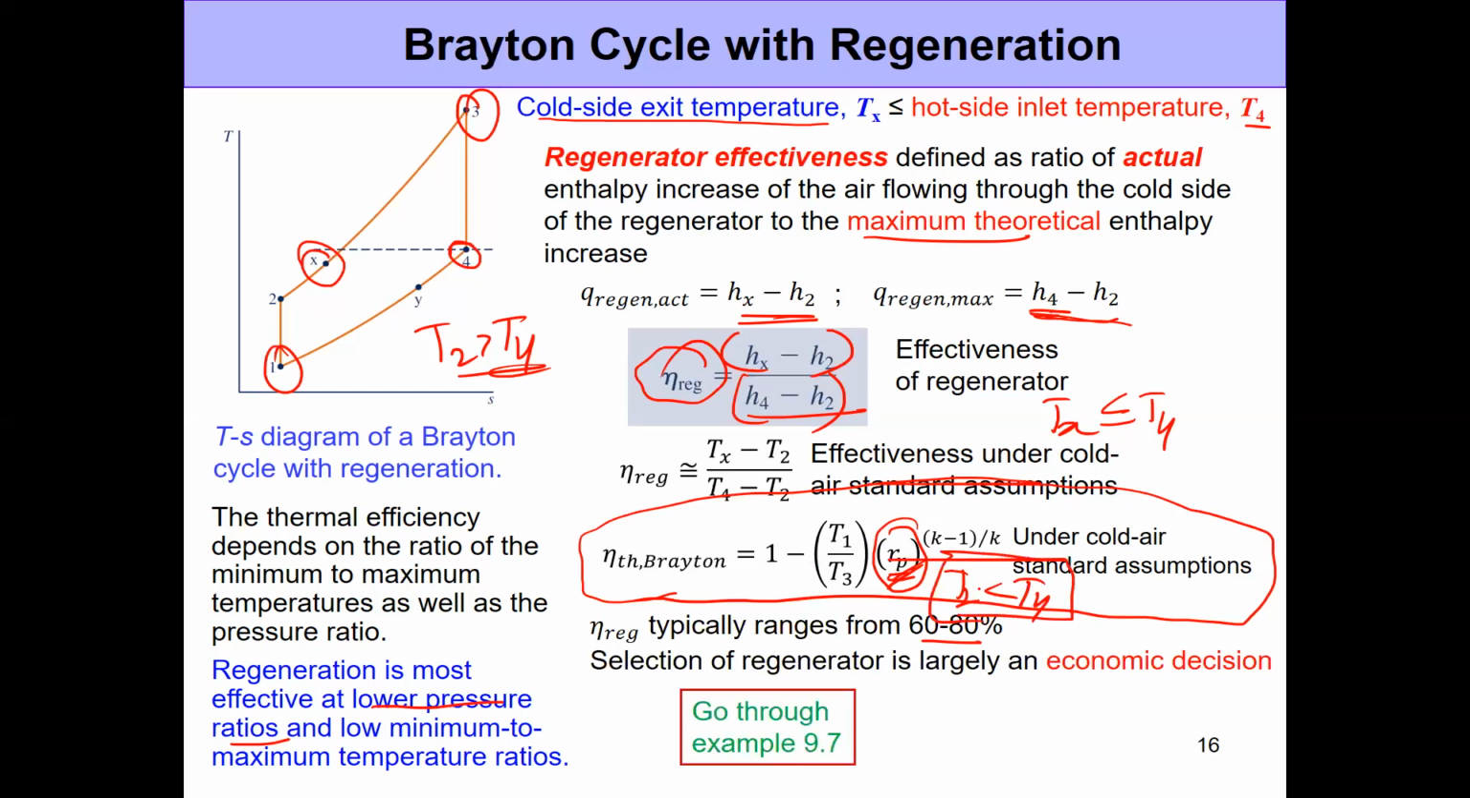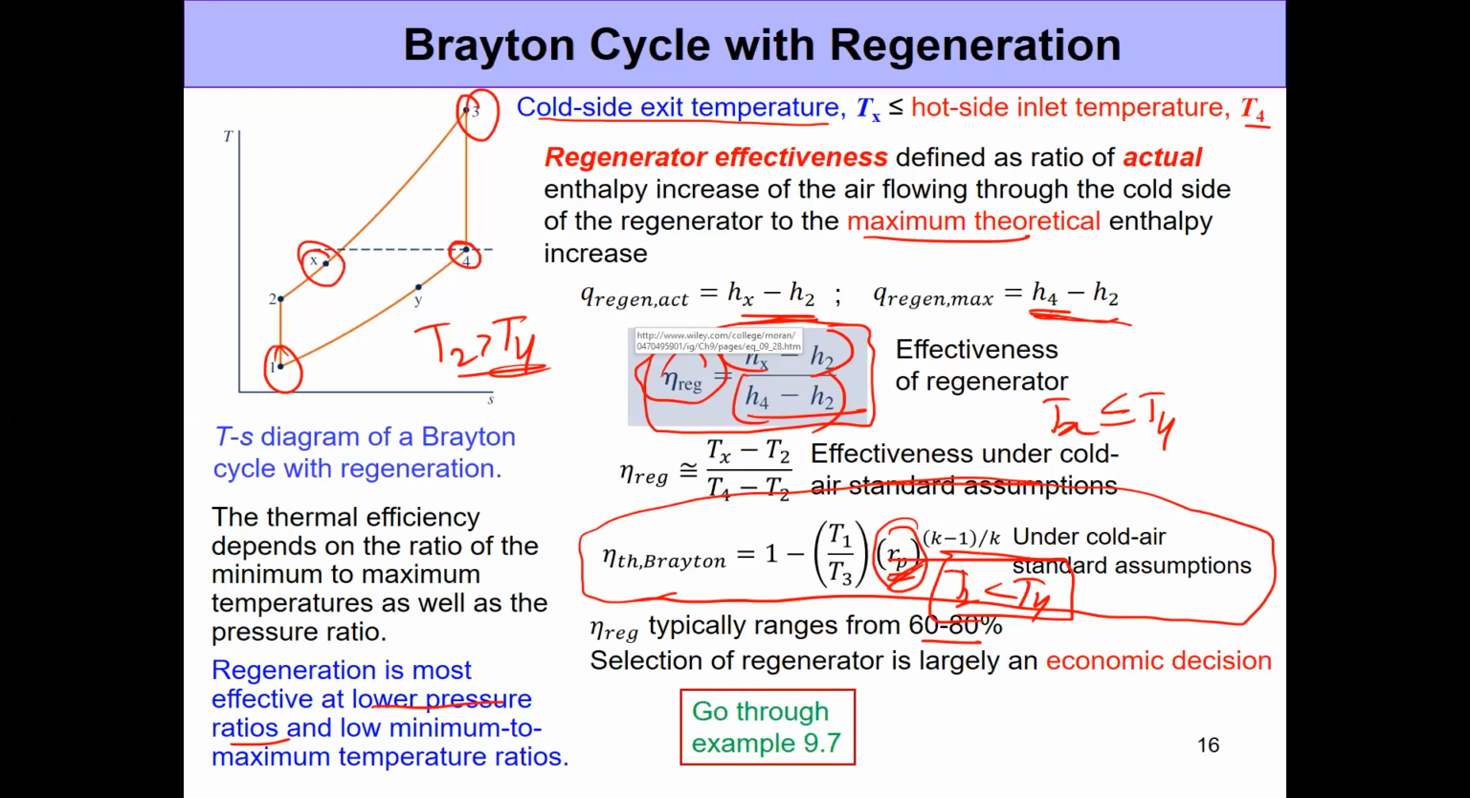So there's again a very nice example given in the textbook, 9.7. So you can go through that. Here, the only new concept involved is the definition of regenerator effectiveness. I'm not going to solve individual problems for each of these cases where we add one modification at a time, but we're going to solve a problem where we have all these modifications together. Okay, that's what we're going to do in the next class on Tuesday.